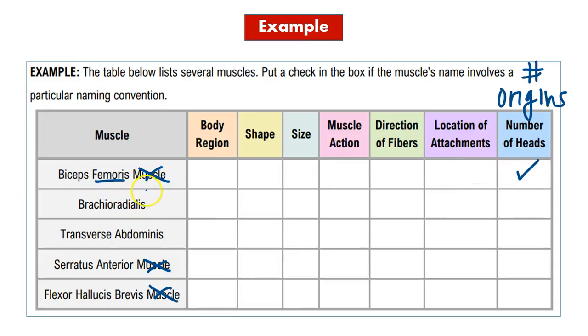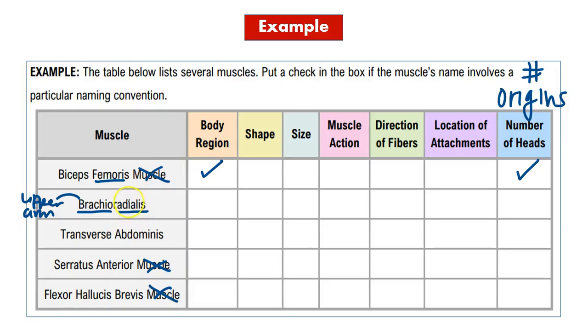Femoris means that we know what body region we're in. If you're talking about femoris, then you're thinking of the thigh. So it might be helpful to go back to good old chapter 1 when we're talking about body region and stuff, and start just refreshing yourself with those names. It really will help with the muscles as well. Okay? Next, brachioradialis. Brachioradialis. So again, break down that word. Brachial means what? It means that you're dealing with the upper arm.